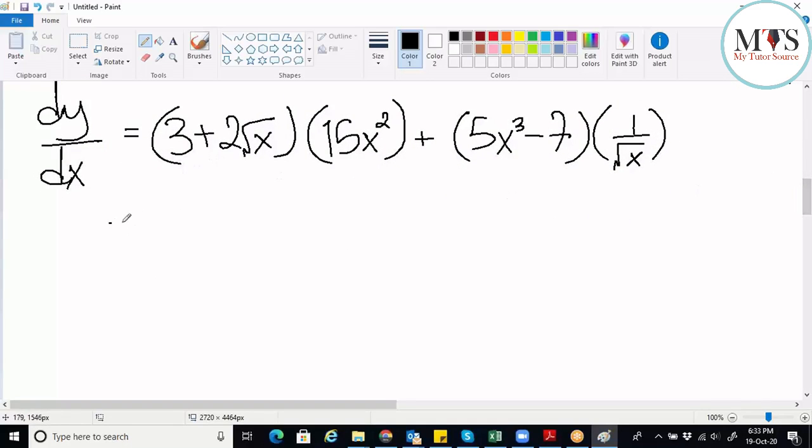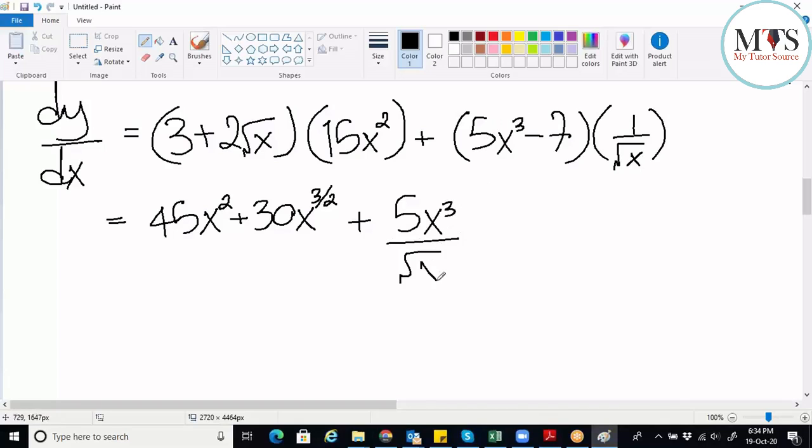Now I will obviously have to expand this and simplify. So I'm going to multiply 15x squared one by one with both of these. So 15 times 3, that's 45x squared. Plus 15 times 2, that's 30. And this is x to the power 2, and 2 is being added to 1 over 2, because this is x to the power 1 over 2. So 2 plus 1 over 2 becomes 3 over 2. And then we come here. Now, this is 5x to the power 3 divided by square root of x, x to the power 3 over square root of x, minus 7 over square root of x.